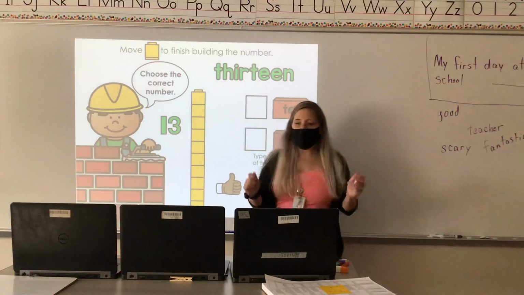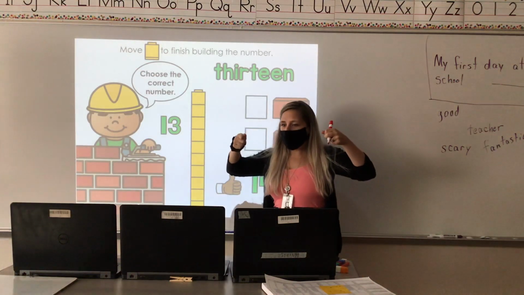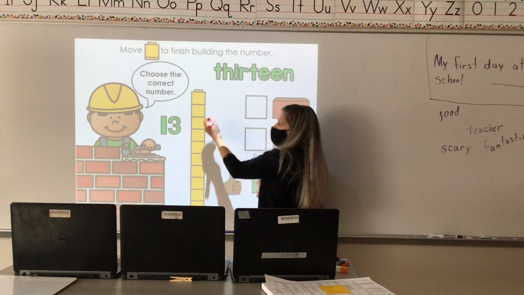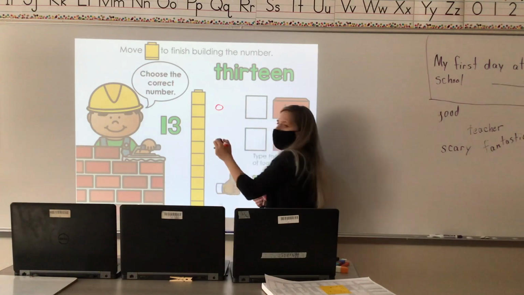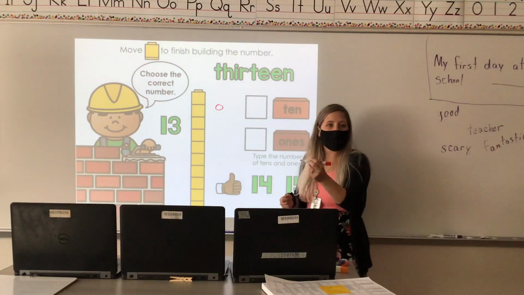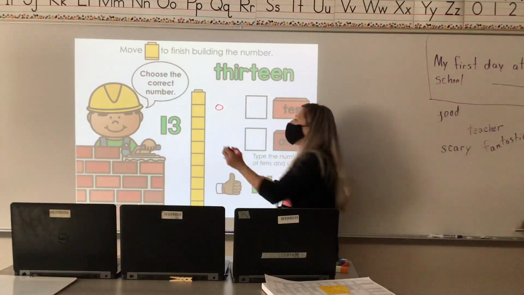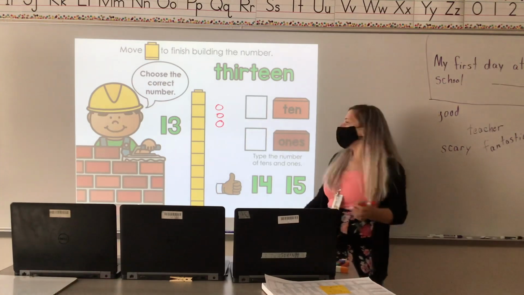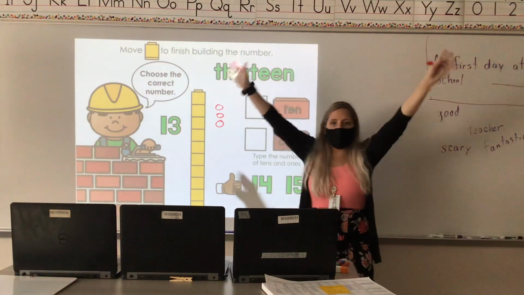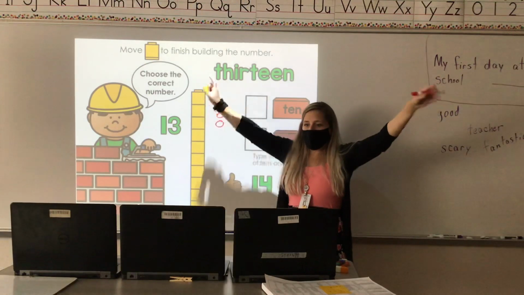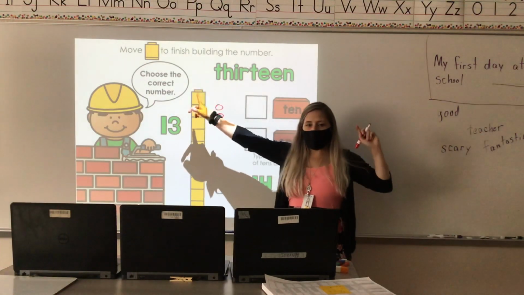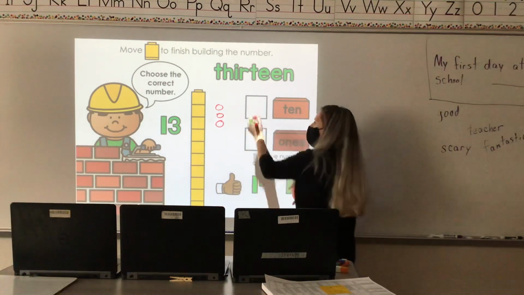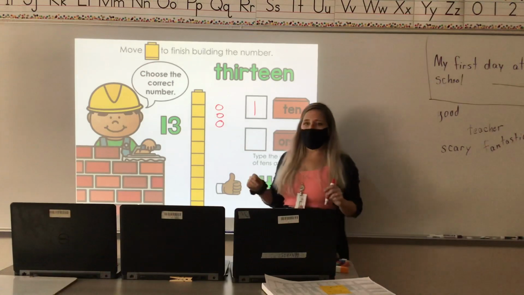Alright, so on your whiteboard, you're going to show me this one we just did. 13. So we have a group of 10 right here. It already gives it to us. And we need how many ones? How many ones? 3. So there's my 3 ones. So we have how many groups of 10? How many 10s do we have in this picture? Show me with your fingers. How many 10s did we draw? We drew 1. Good. 1 10. And how many ones did we draw?